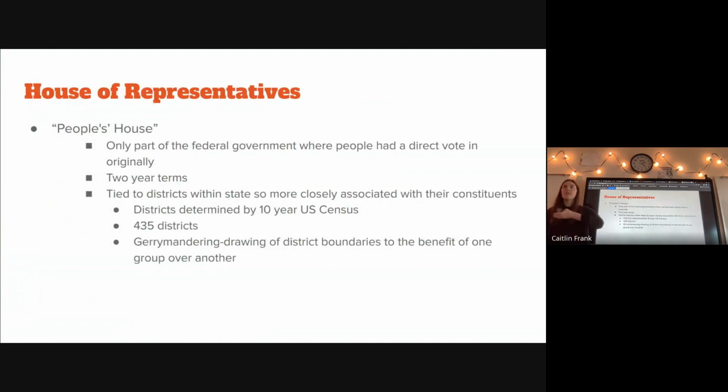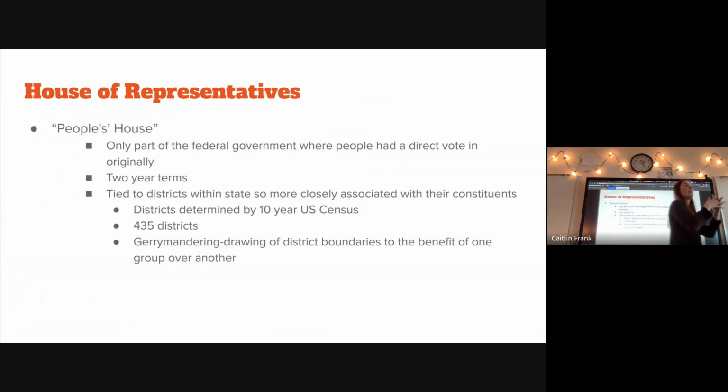Now, let's break into the House of Representatives first. This is, from the get-go, supposed to be the one most representative of the people. In fact, that's why it's called the People's House. Originally, it was the only federal government branch that the people could directly elect their representatives, because the president is chosen through the Electoral College. The Senate was originally chosen by state legislators, so this was the most direct connection with the people to the federal government when we wrote our Constitution.